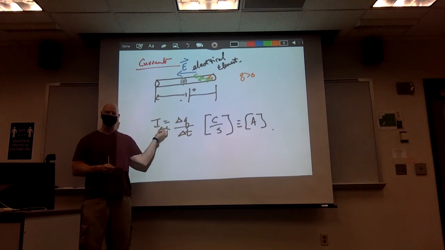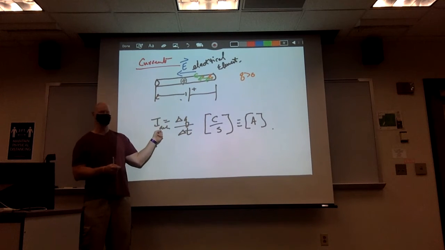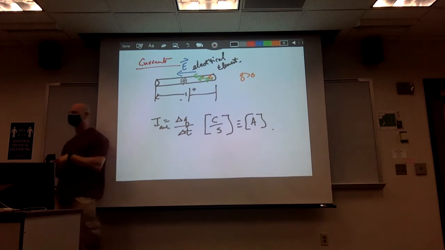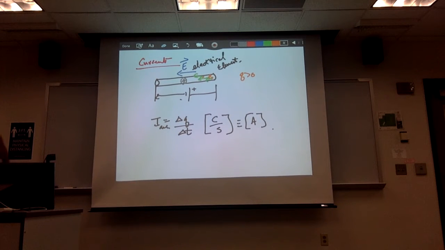So this is only true over a macroscopic time duration. If I look at the current from moment to moment, it might not be this average; it might actually be fluctuating from time to time. So the actual technical definition of current is the rate of change of charge throughout this wire. This is the instantaneous current. And this guy is what's known as the average current.